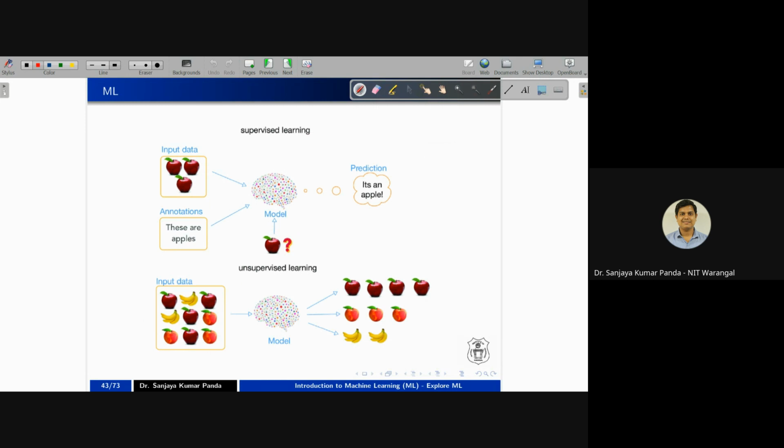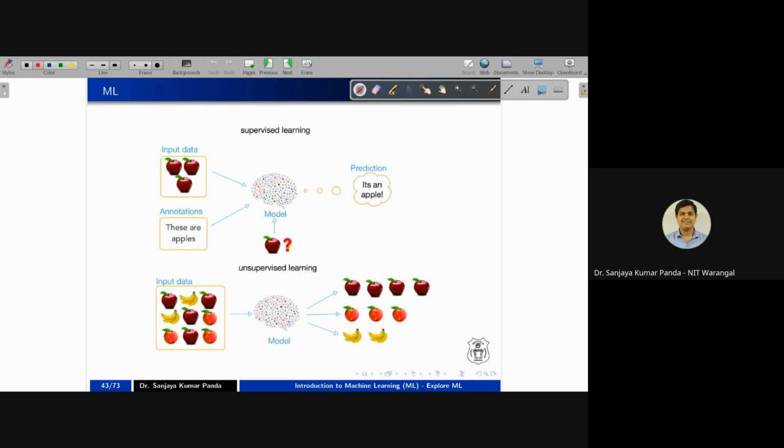Now, machine learning is broadly divided into two parts. Later, people have come up with different types of learning, but initially, you can see they are divided into two parts. One is called supervised learning, another is called unsupervised learning. For example, here I am showing you a set of apples. Not necessarily identical, they may be non-identical also. By looking at these apples, their shape, their color, their appearance, I can say these are apples.